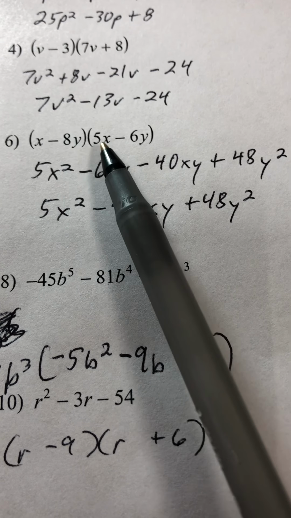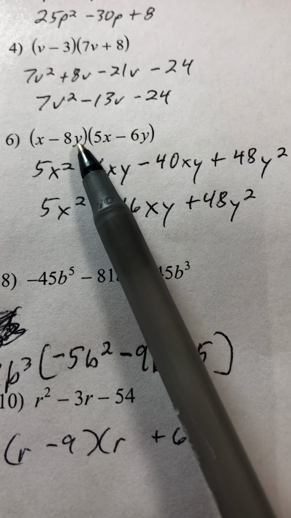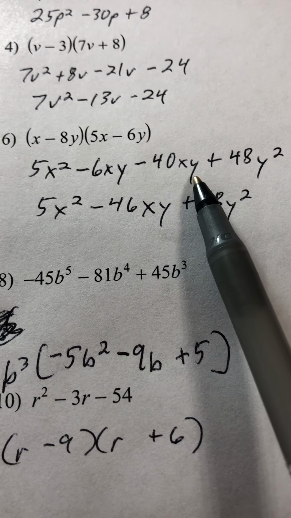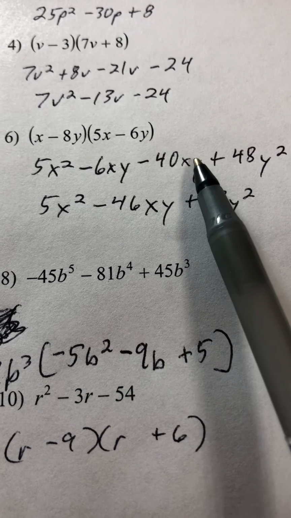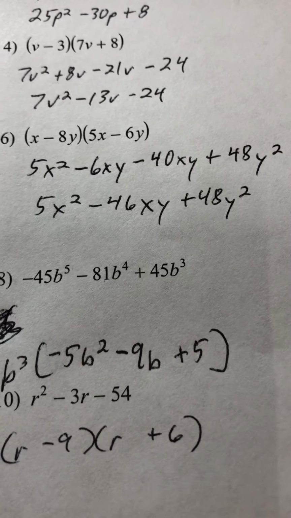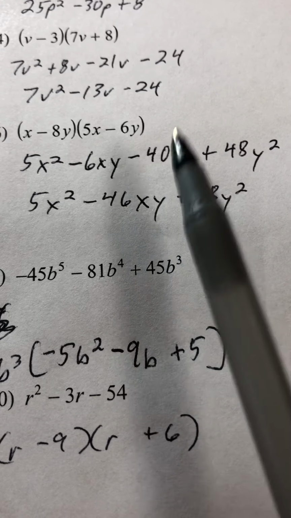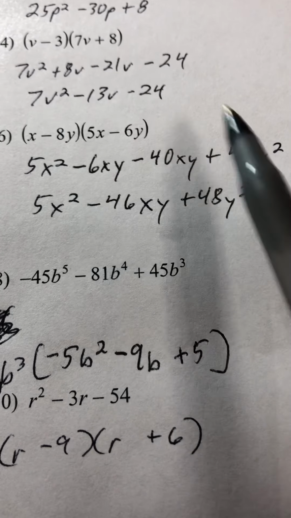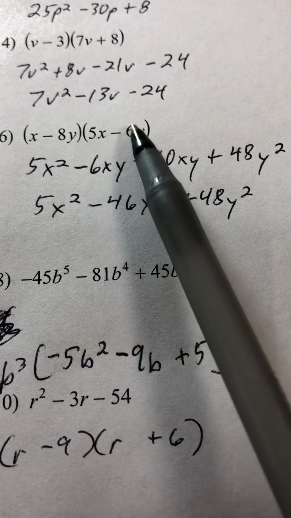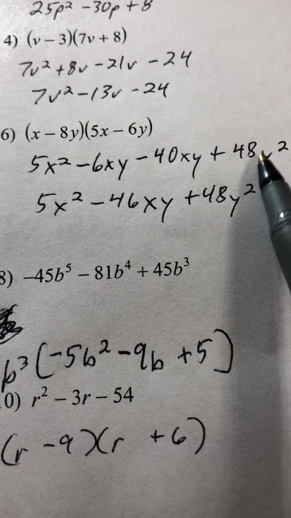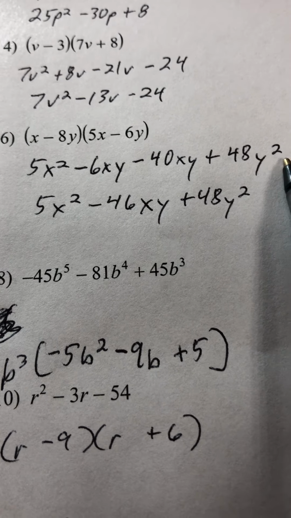And then the inside times the inside, I have negative 8y times a 5x. That gives me negative 40xy. Once again, I could have the y first and then the x, but I like to keep it in alphabetical order. It does not matter because you're multiplying these values together. And then I'm going to take the last times the last. A negative 8y times a negative 6y gives you a positive 48y squared.